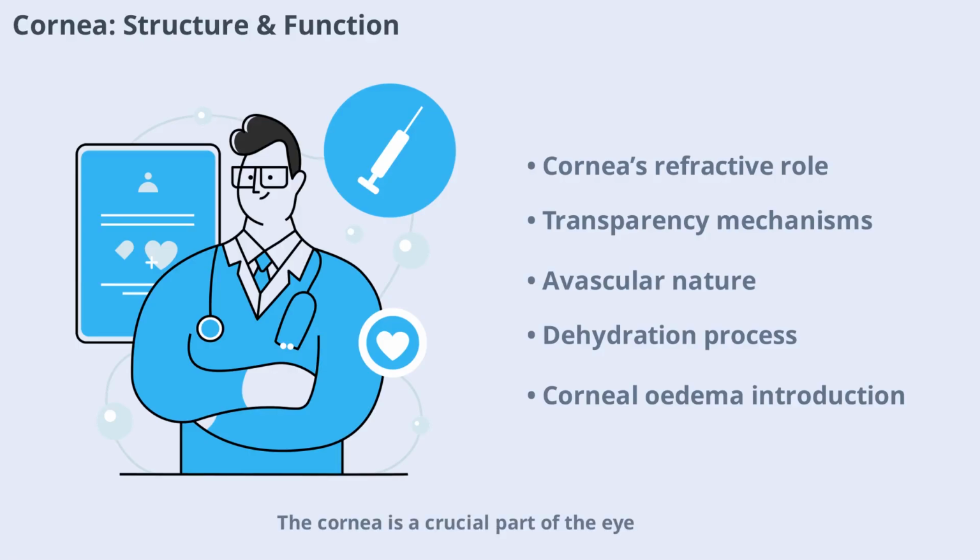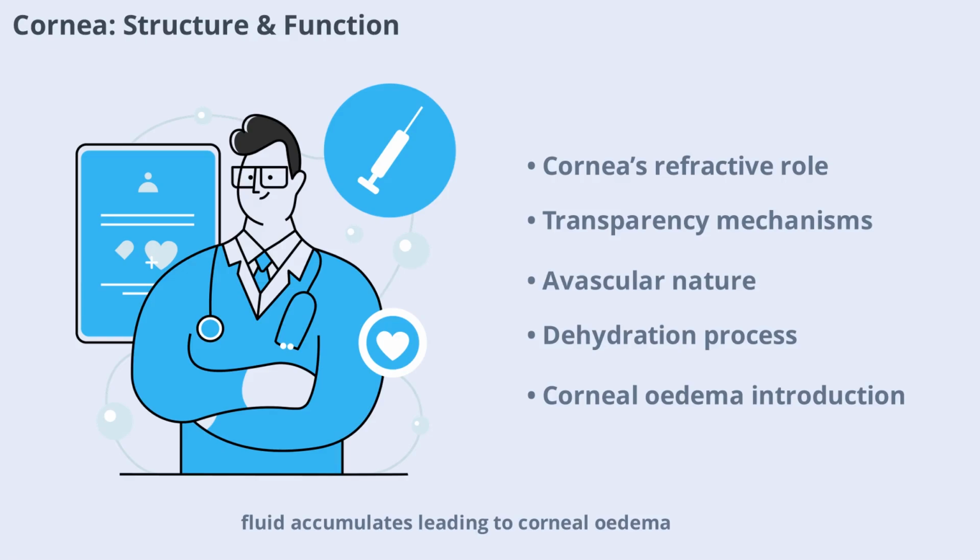The cornea is a crucial part of the eye, acting as one of its main refractive media. Its transparency is essential for clear vision and is maintained by a unique arrangement of anatomical structures and the absence of blood vessels. This transparency relies on a special dehydration mechanism, primarily managed by the corneal endothelium and, to a lesser extent, the epithelium. Excess water is drained into the aqueous humor, keeping the cornea optimally hydrated.